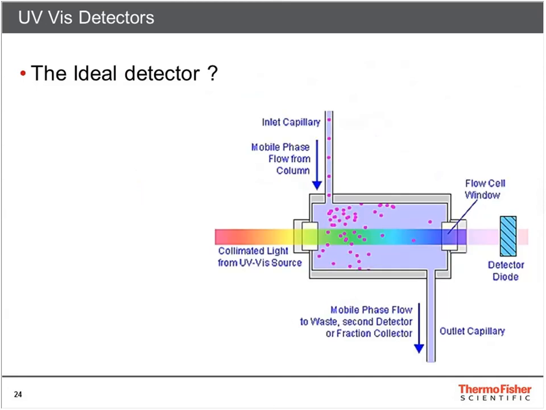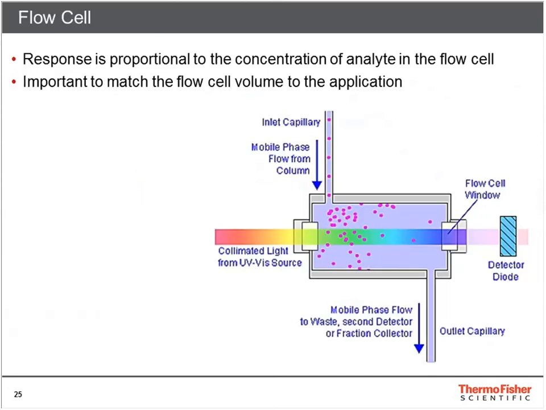Next thing to consider is the flow cell. The response is proportional to the concentration of the analyte in the flow cell. It's very important to match the flow cell volume to the application. Large cell volumes give good sensitivity but contribute to band broadening.